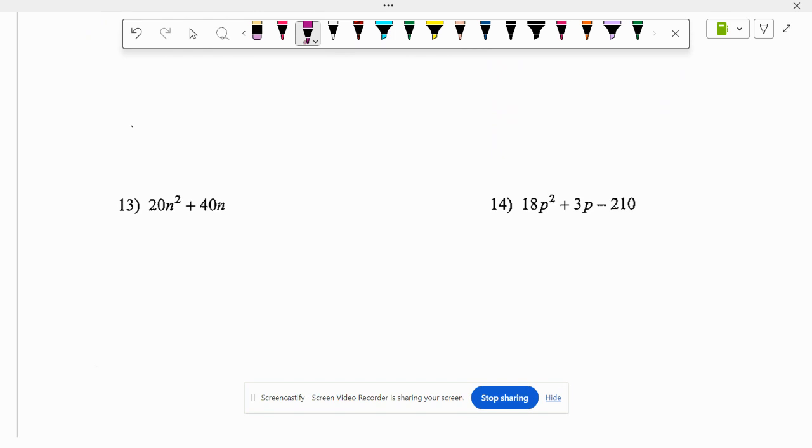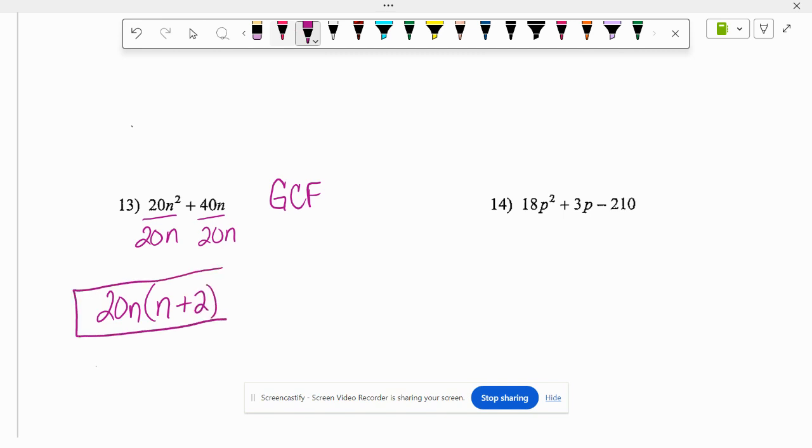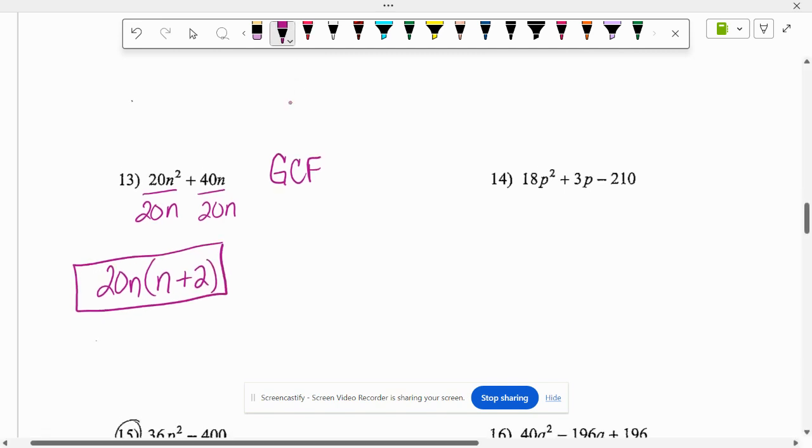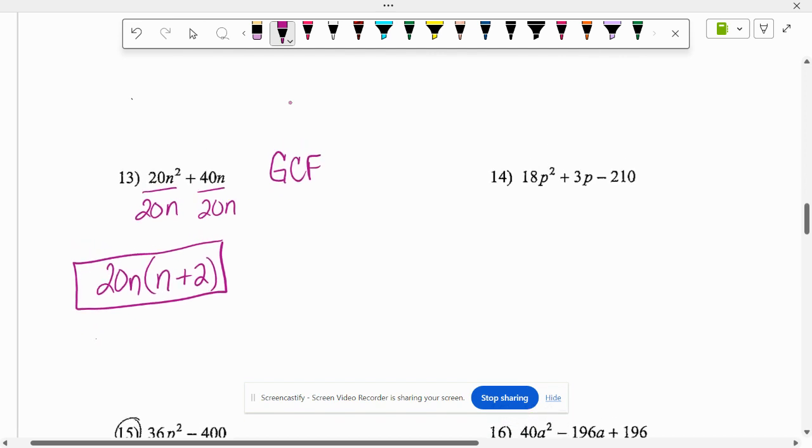Number 13 contains a GCF. That GCF is 20n. So when I take out my 20n, I'm left with n plus 2. This is the only way that you can factor this.